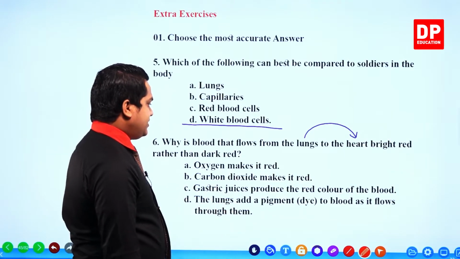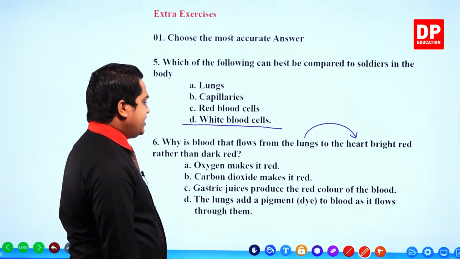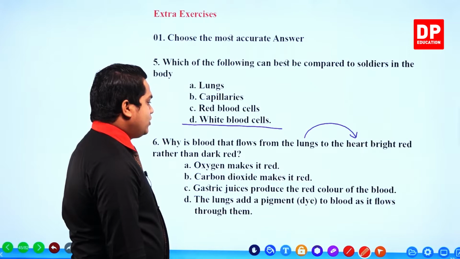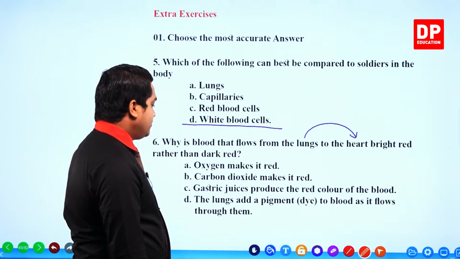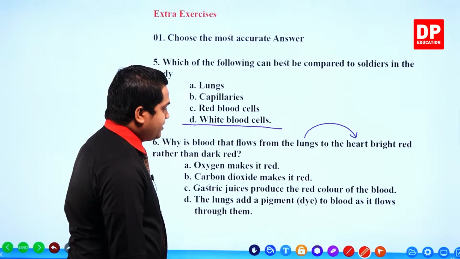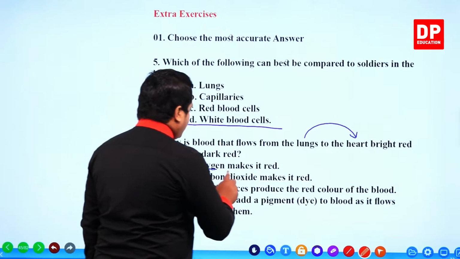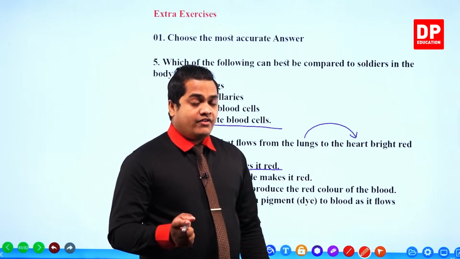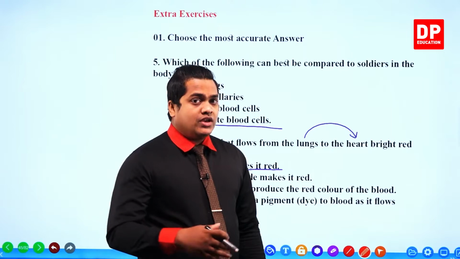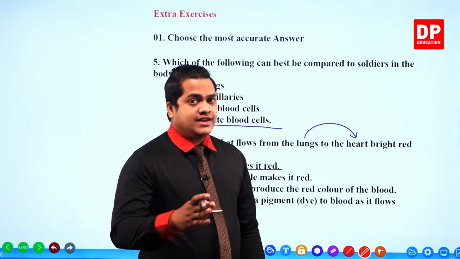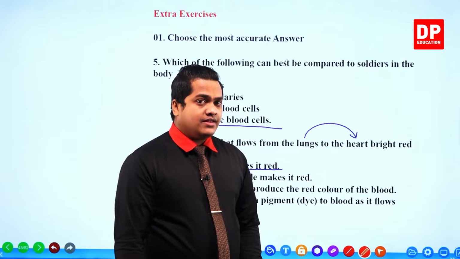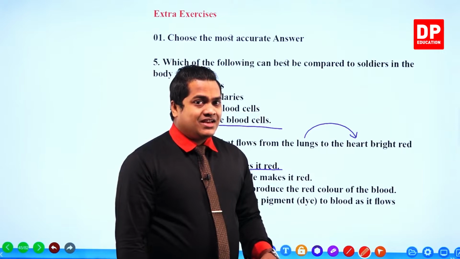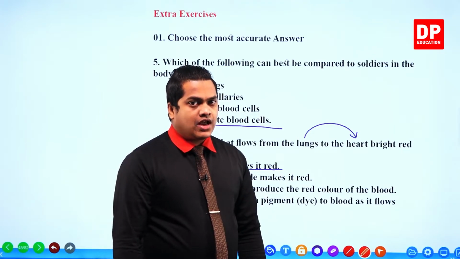Let's see. Oxygen makes it red. Carbon dioxide makes it red. Gastric juices produce the red color of the blood. The lungs add a pigment or a dye to blood as it flows through them. So my dear children, the answer is oxygen. I told you that when blood is flowing through the lungs, oxygen is getting mixed with the blood. So that is the reason why the blood is getting converted to bright red color. Okay.